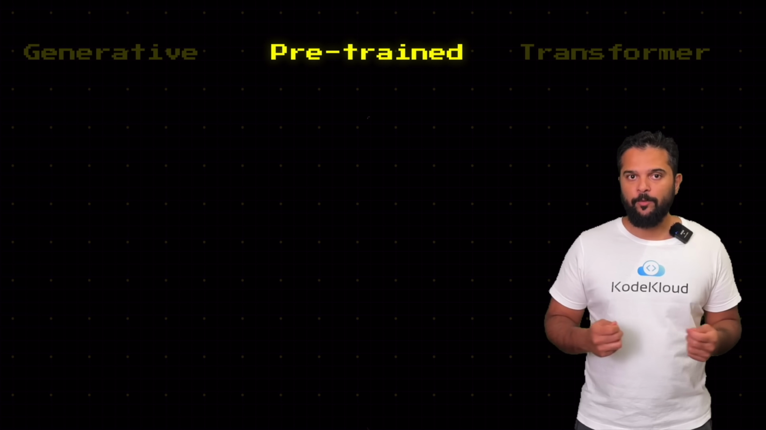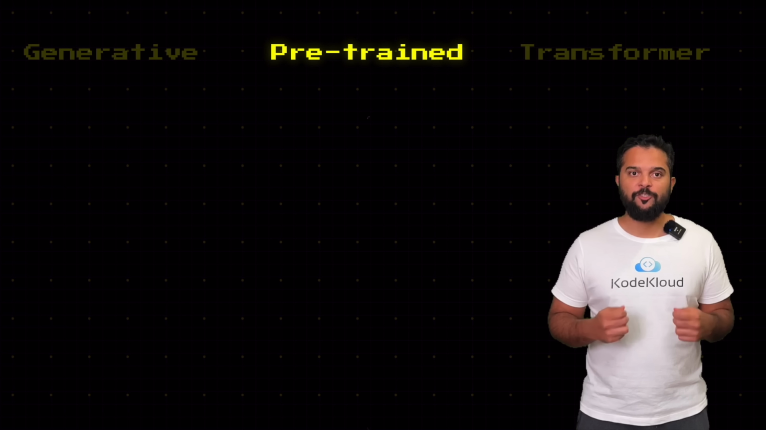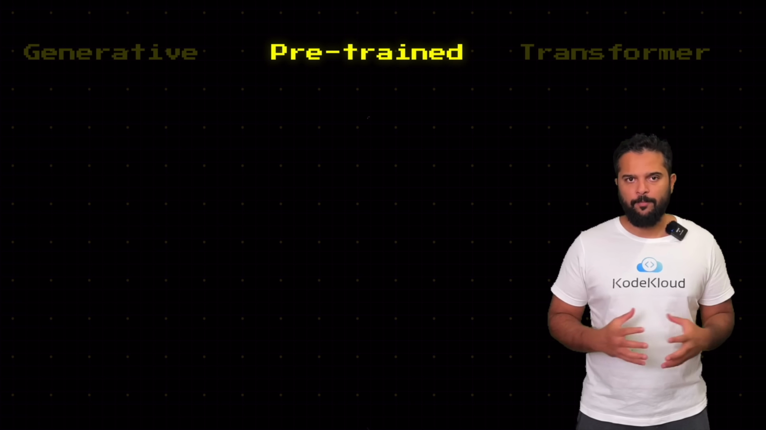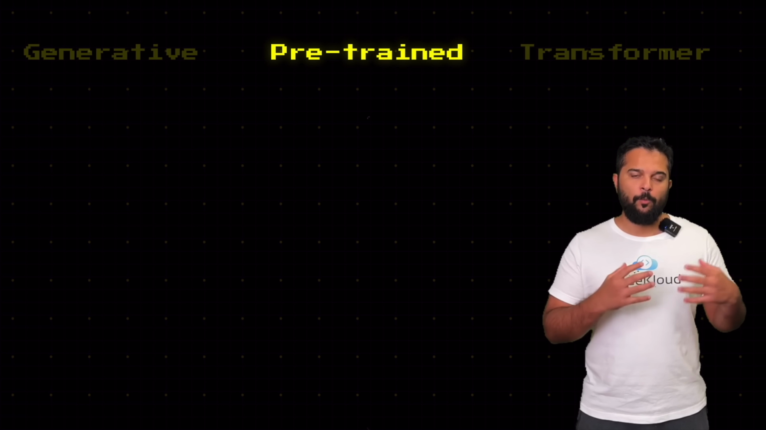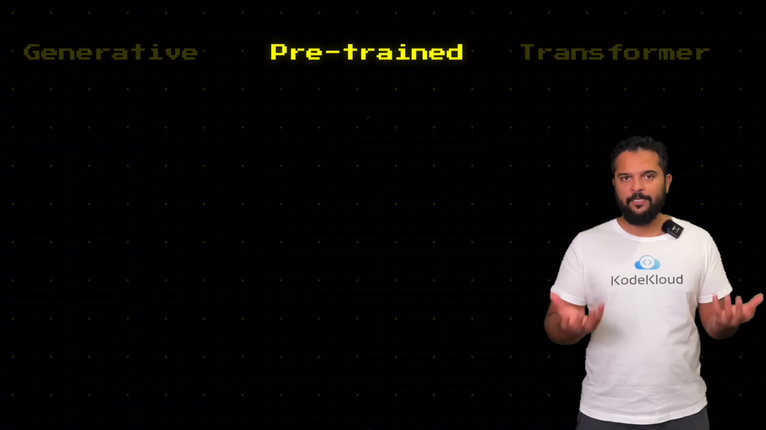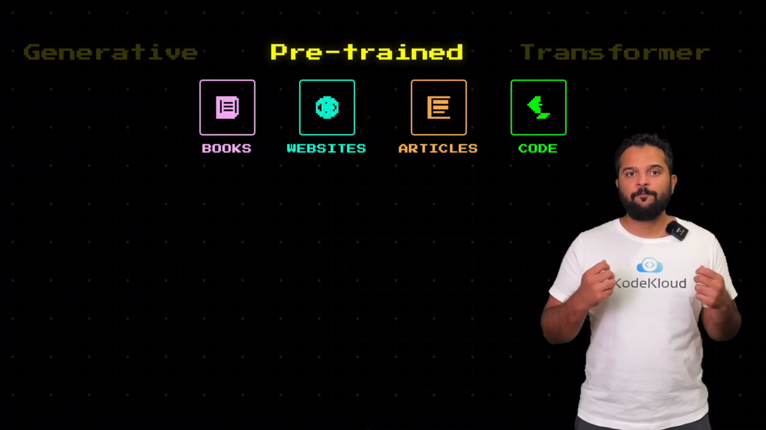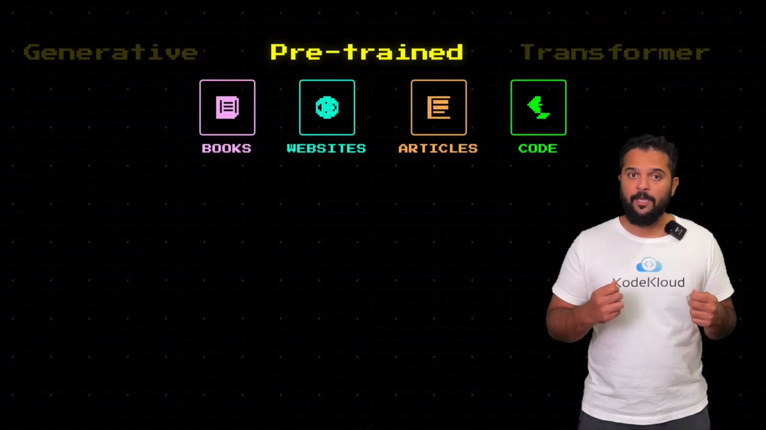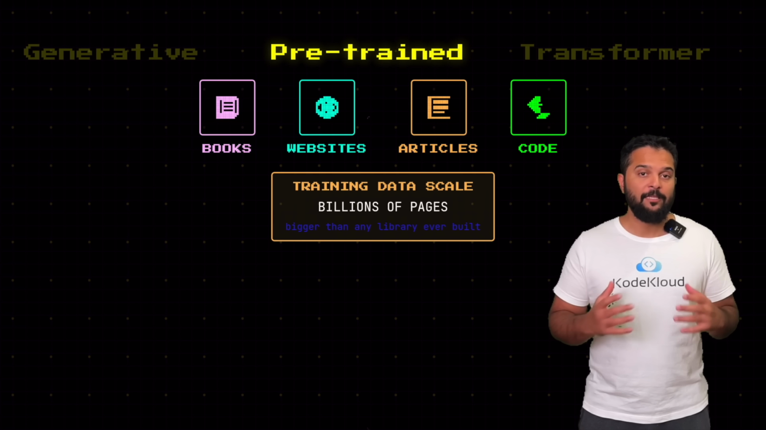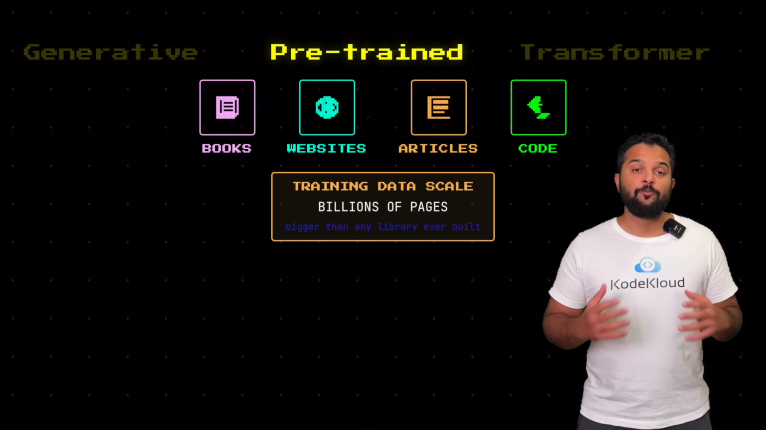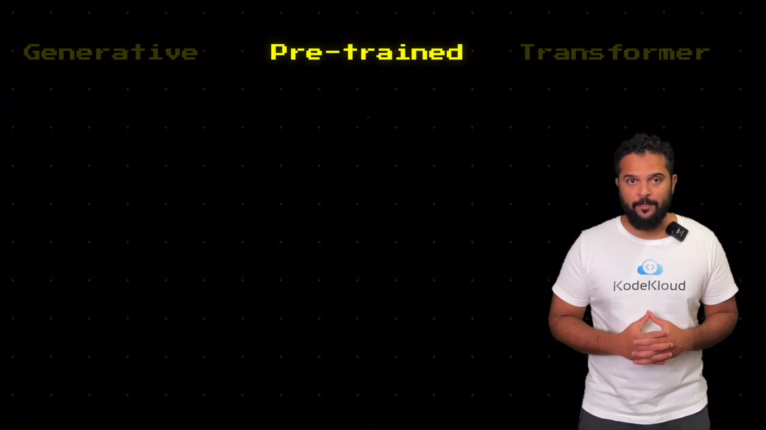Now let's look at the second word. The pre-trained part means GPT learned an enormous amount before it ever talked to a single user. Here's how that works. First, OpenAI, or the company training the model, collects billions of pages of text from books, websites, articles, code, and more. Imagine a library bigger than any library that has ever existed. That's roughly the scale of GPT's training data.